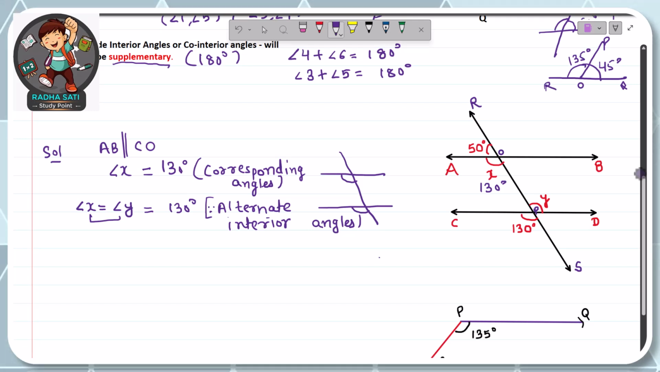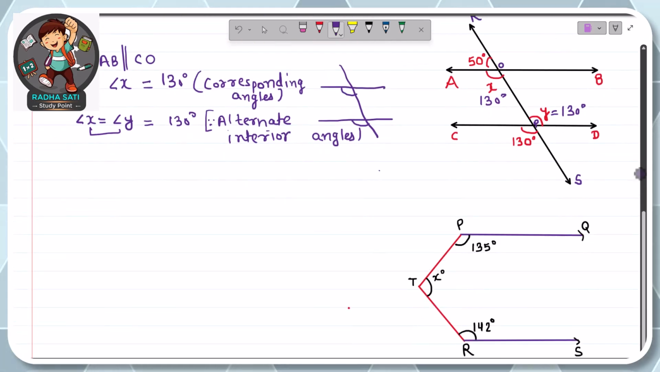So angle X is 130 degree, angle Y also we found that is 130 degree. So without any calculation we found our answer. Even Y we can find because this angle CPS is also equal to angle RPD. These are vertically opposite angles also. So by this property also we can find. Okay, so by any way you can find your answer.